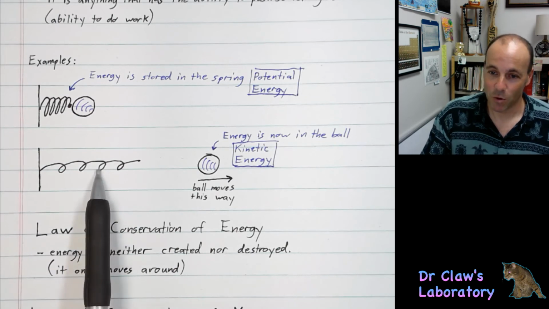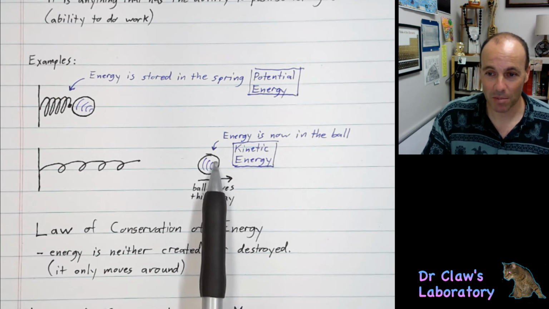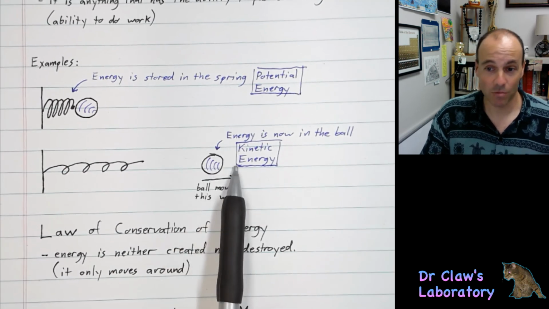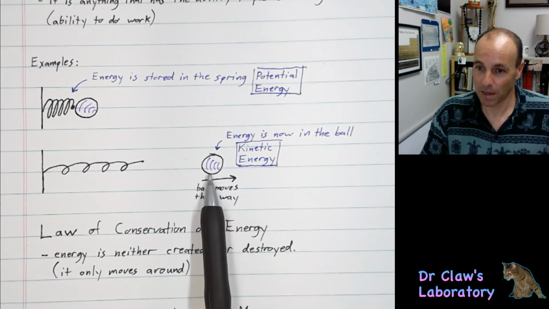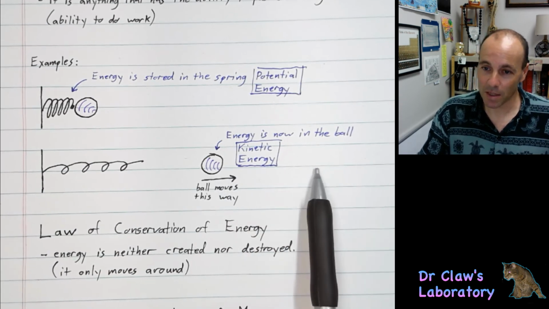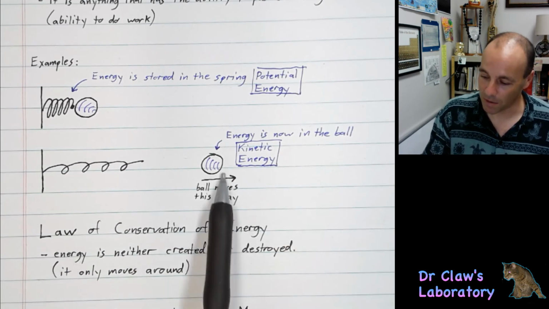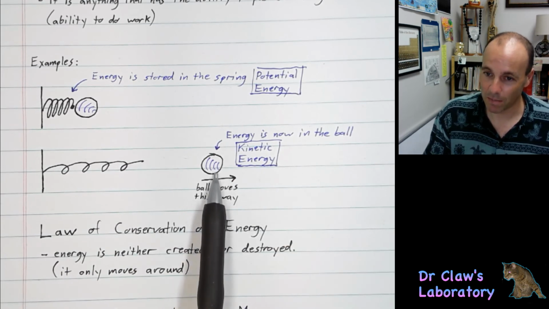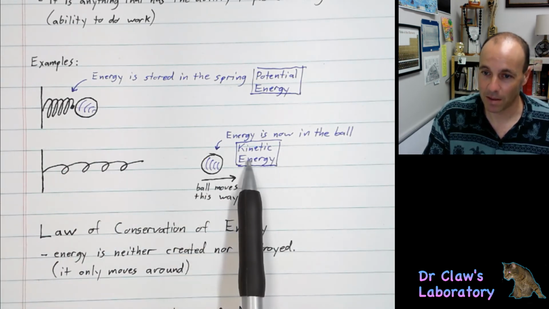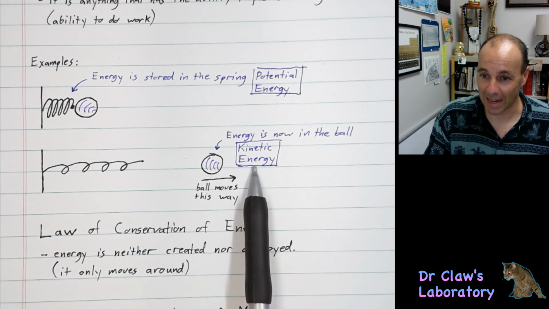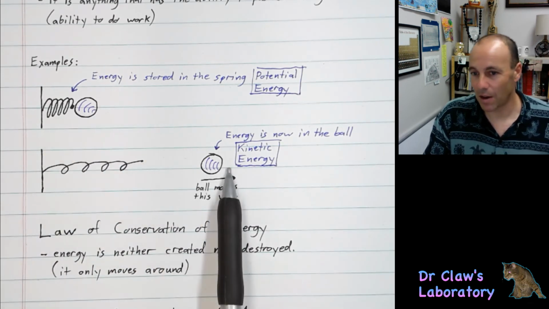Now, there's no more energy in the spring, but there is now energy in the ball. The ball is in fact already in motion, so of course it has the ability to move something else or to push something else. Put anything else in its path, it would bump into it and it would move that object. So there's energy now in the ball. And this time we're going to call it kinetic energy because now the ball is in motion. It's undergoing kinetics. So the energy was in the spring and now it's in the ball.